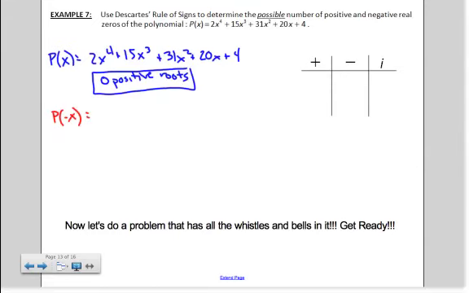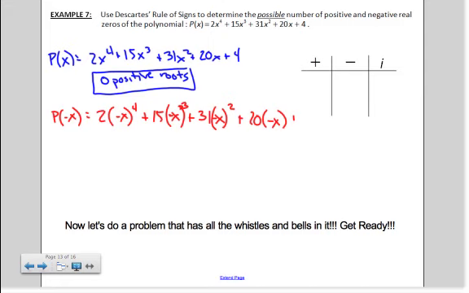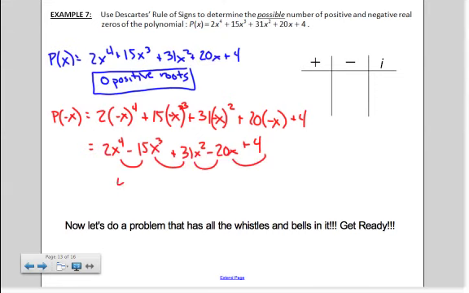P of negative x is 2 times negative x to the 4th plus 15 times negative x cubed plus 31 times negative x squared plus 20 times negative x plus 4. And this becomes 2x to the 4th minus 15x cubed plus 31x squared minus 20x plus 4. Let's look at sign changes now. There's 1, 2, 3, 4. That means there's 4, 2, or 0 negative roots.